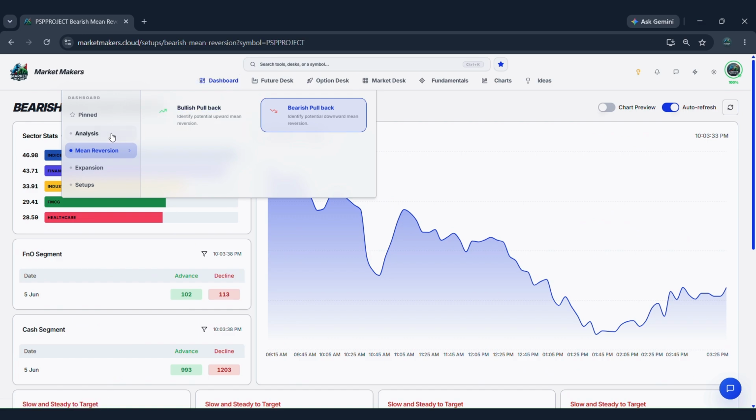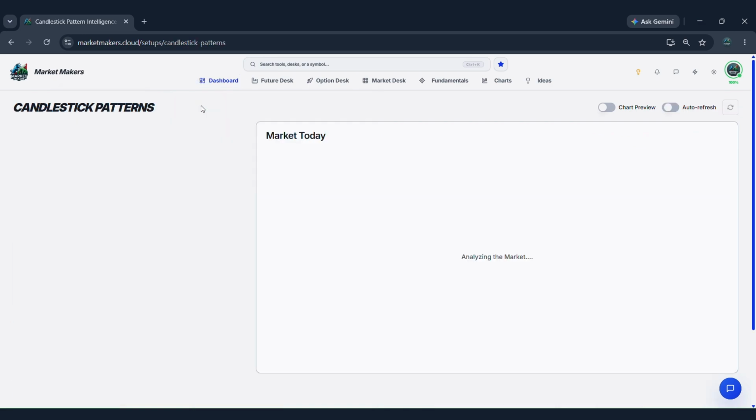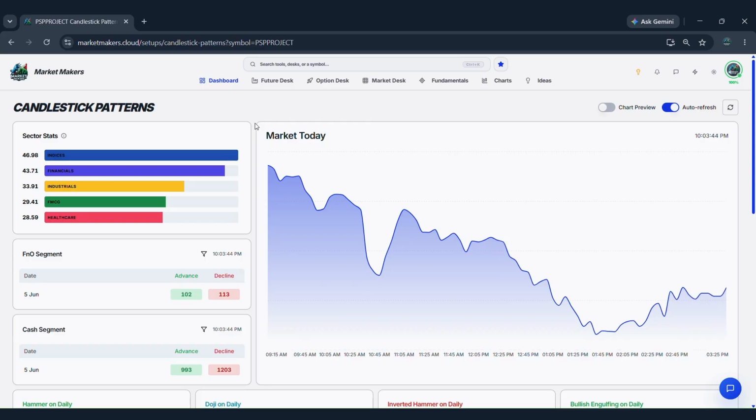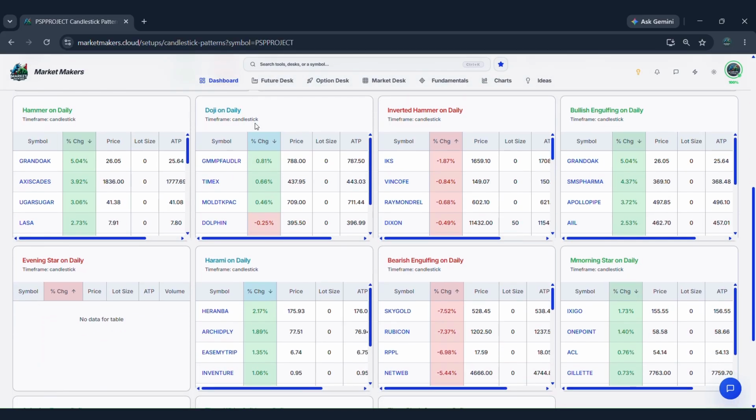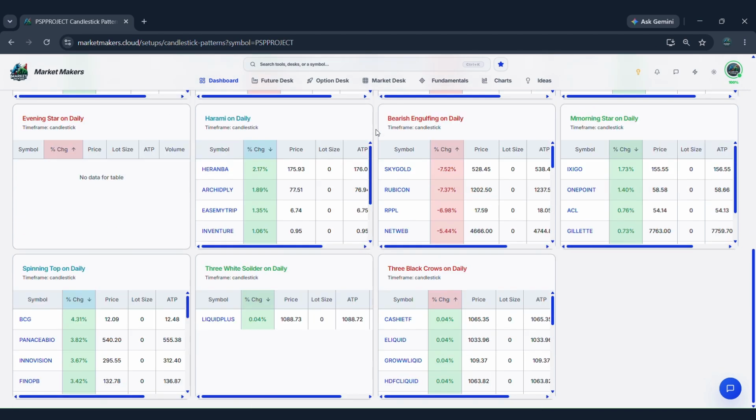Now last but definitely not least, we have analysis session. Candlestick patterns are important, everyone knows that. But here's the problem. Most scanners show candlestick patterns everywhere, even in useless zones. But market makers applies additional AI-based filtering, meaning patterns are shown where they matter the most. Near bottoms, tops, reversals, and important zones. You'll notice blue cards for neutral patterns, green cards for bullish patterns, red cards for bearish patterns. This improves signal quality significantly.